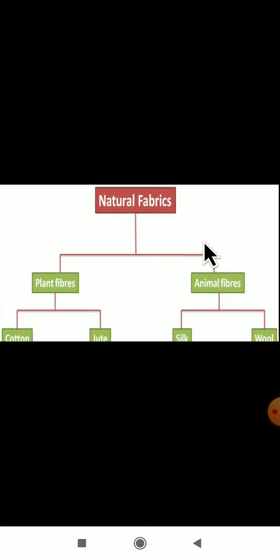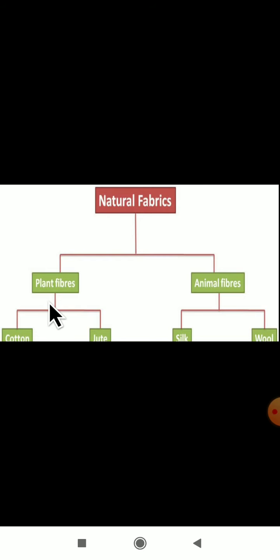Dear students, today we are going to study about natural fibers. Natural fibers are again divided into two types: plant fibers and animal fibers. What are natural fibers? The fibers which are made from plants and animals are called natural fibers. Fibers obtained from plants are known as plant fibers. The fibers obtained from animals are called animal fibers. So today we are going to study first about plant fibers.